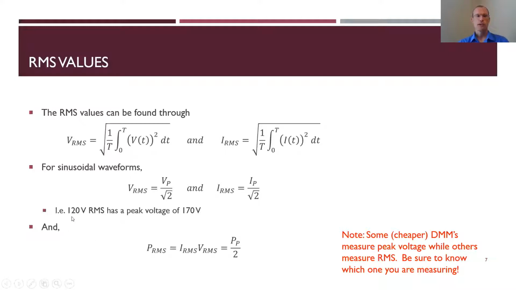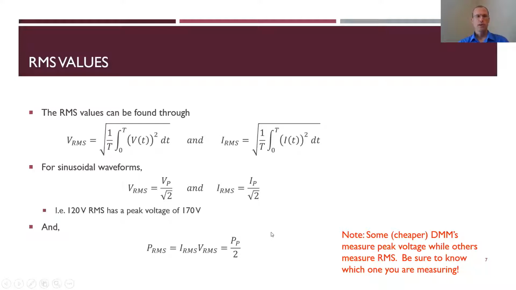So 120 volts RMS actually has a peak voltage of 170 volts. So the peak voltage coming out of your household electrical sockets is 170 volts. The root mean square of that value is 120. In terms of the power, that is the current times the voltage. And so both square roots of 2 multiplied together gives me the peak power divided by 2.